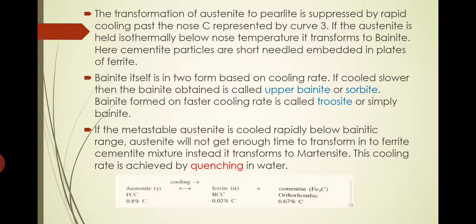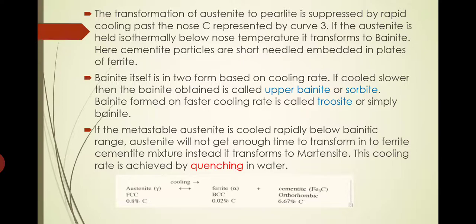That means if all the austenite is completely transformed into cementite and ferrite, then we will call it pearlite. If complete transformation is not there, or the time for complete transformation is not provided with a faster cooling rate, then of course untransformed austenite will be there. That combination structure is simply known as bainite.